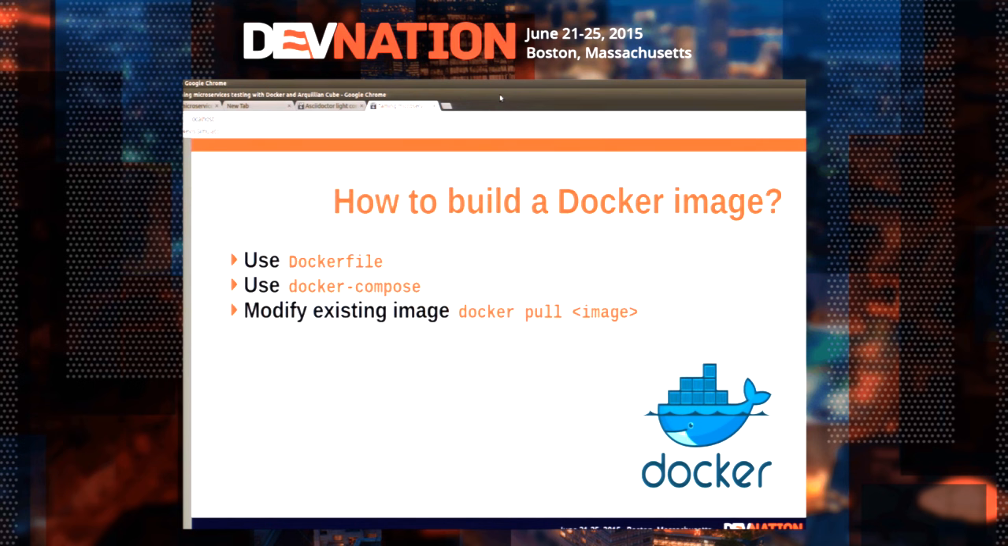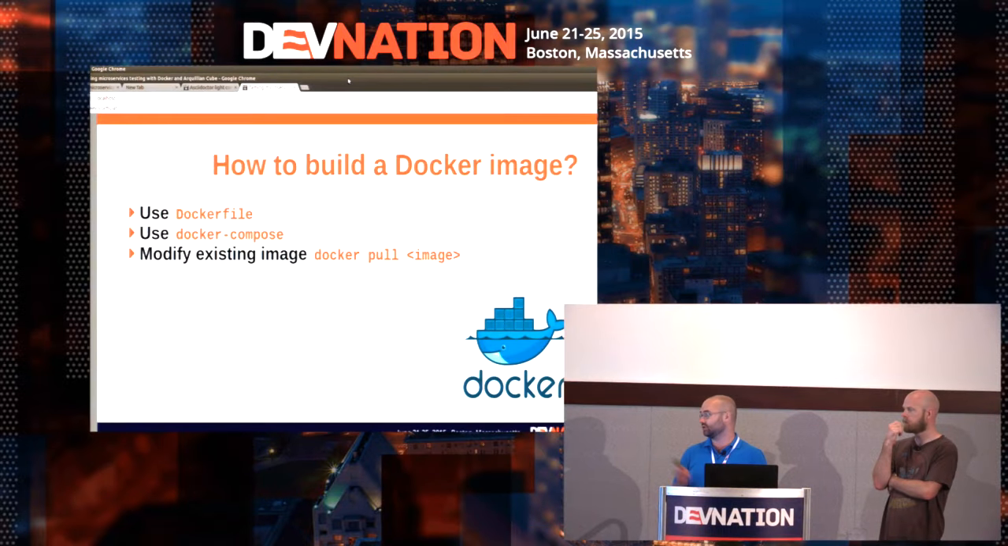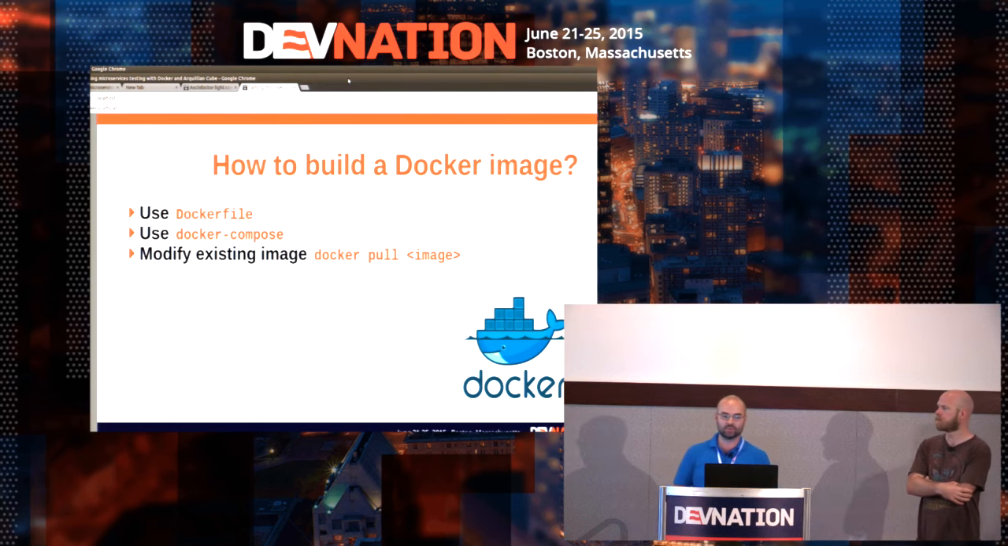So how to build a Docker image? The first way of doing it is through a Dockerfile. There is also another tool which is called Docker Compose, and there you define your dependent containers using YAML. And what you can also do is just pull any image from Docker Hub or from any other repository, make some changes on the fly, and then commit, which will result in a new image.